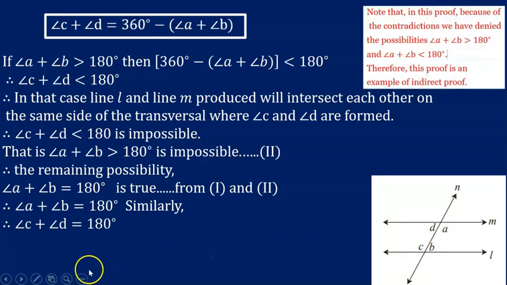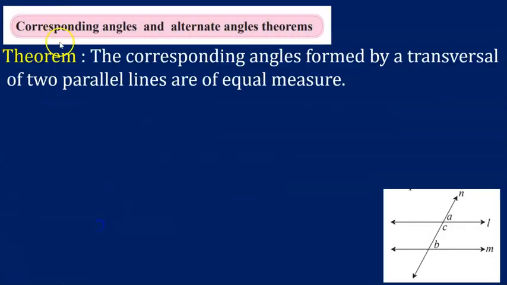Note that. What about this theorem? In this proof, because of the contradiction, we have denied the possibilities. Which are the possibilities we denied? That is, A plus B greater than 180, and A plus B less than 180. Therefore, this proof is an example of indirect proof.